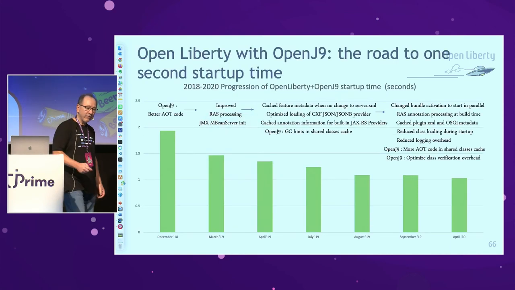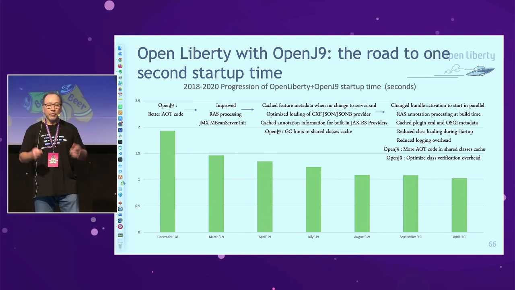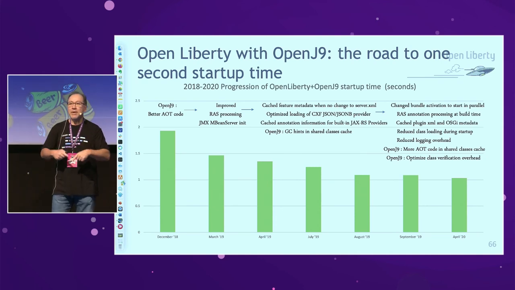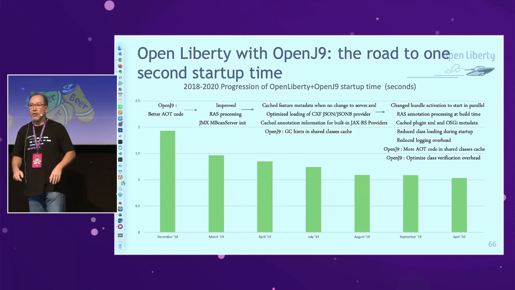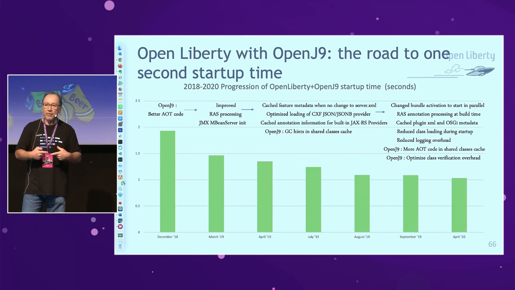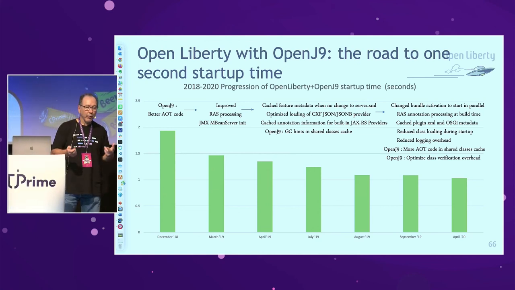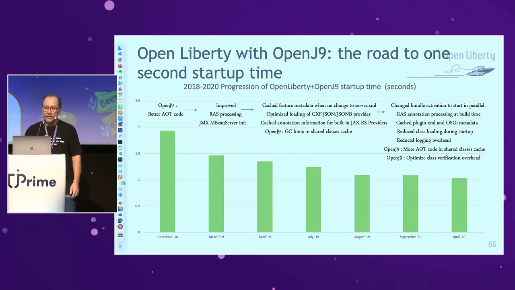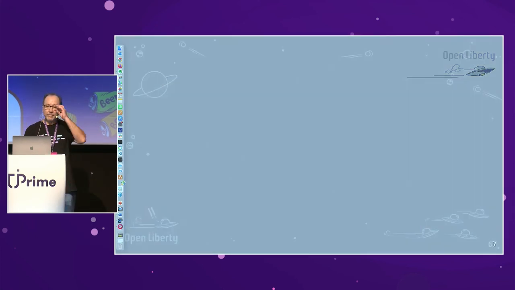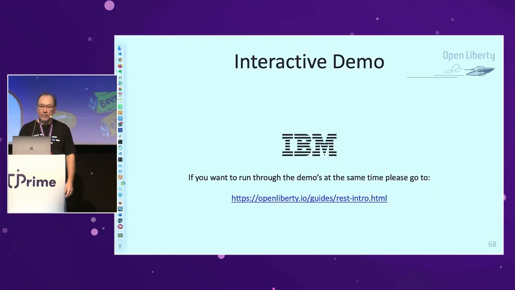Real quick, I have to mention this. Open Liberty and OpenJ9, like I mentioned, were both open sourced by IBM 5 years ago, so there is a synergy between the two. They're both open source projects, and IBM is still the main contributor to both. They work together to ensure that they get as optimized as possible, so there is some advantage to working together between those two technologies. I was going to show a demo, but I'm not going to do that.